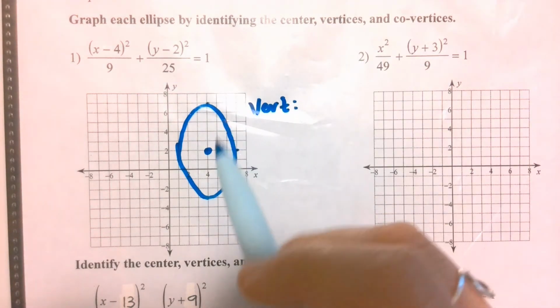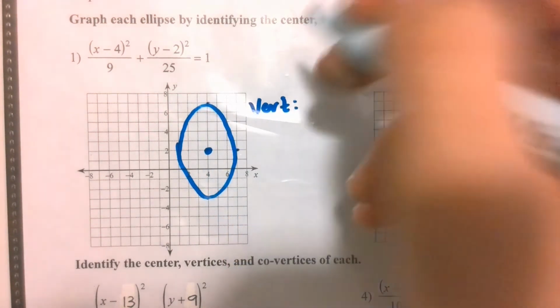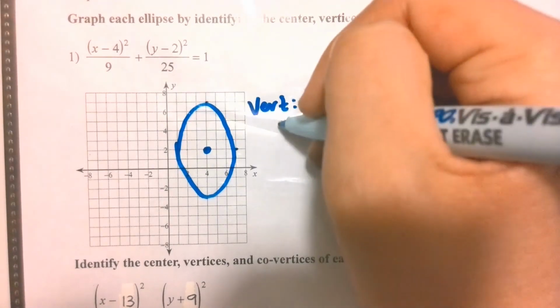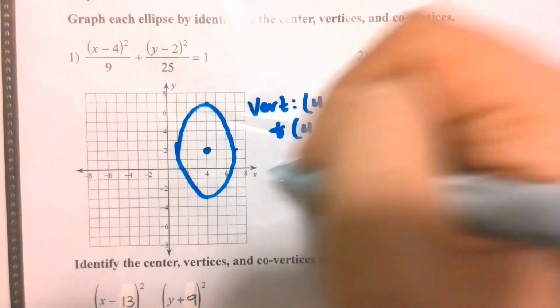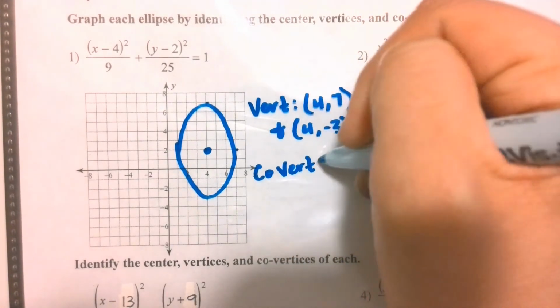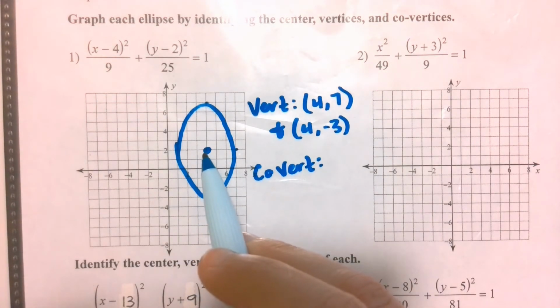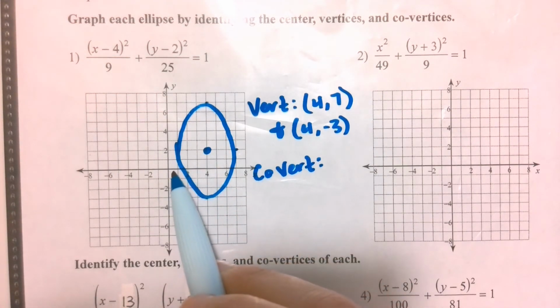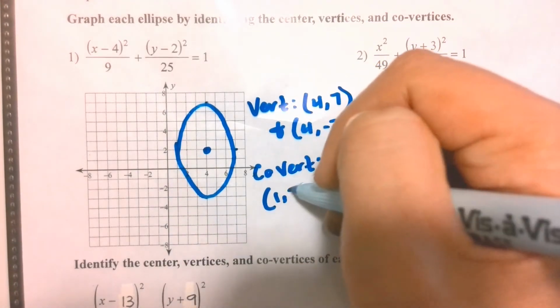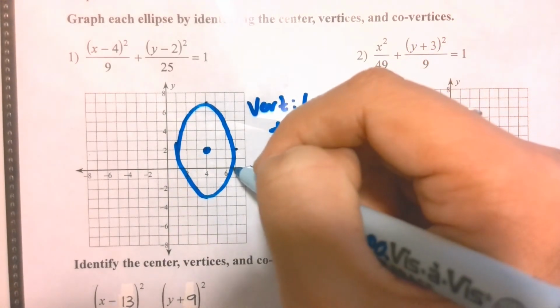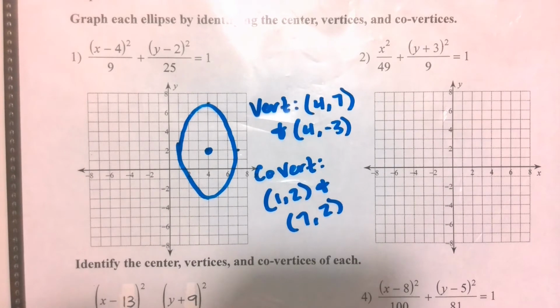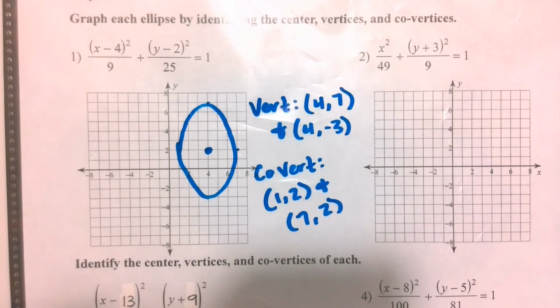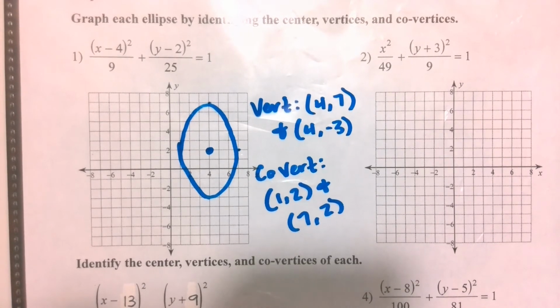So my vertices would be this point 4, 7, and 4, -3. And then my co-vertices, in this case, will be my left and my right because it was that shorter distance from the center. So I have the point 1, 2, and the point 7, 2. So the vertices and co-vertices change depending on which length is longest. So always the longest length, that's my vertices. And then it's like, oh yeah, the shorter length matters too. They're co-vertices.